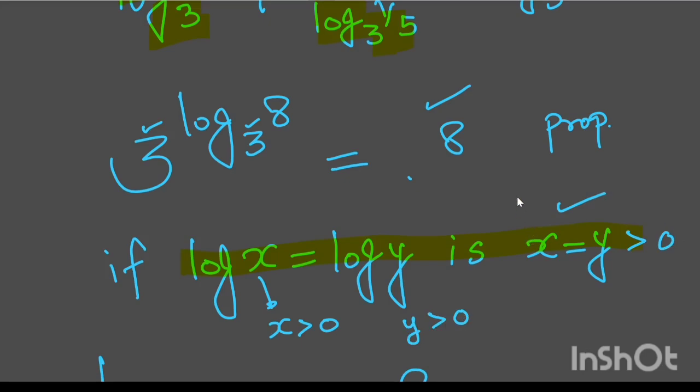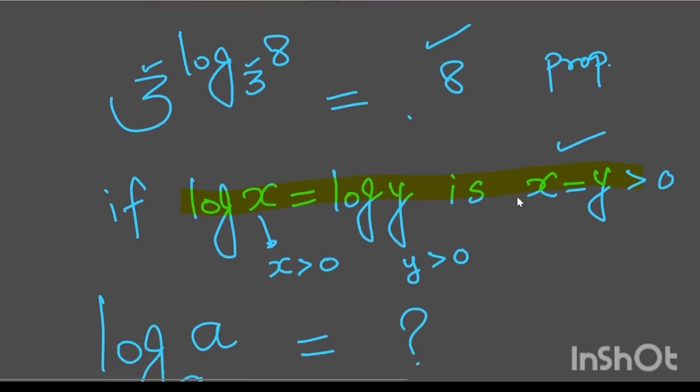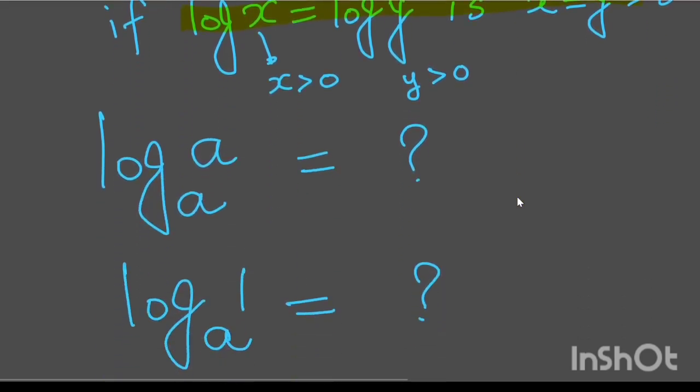This is another rule. Once again, we may come across expressions when we do logarithm questions, like log a base a, where the base is the same and the argument is also the same. Here the argument is a and the base is a. In that case, what should be the value of this? So log a base a is defined as 1. This is another property, and log 1, whatever the base is, is defined as 0.